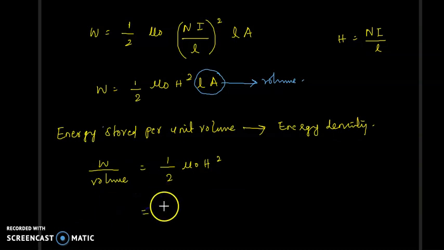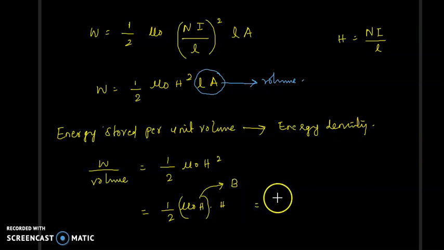We can rearrange this expression as half mu naught H into H. Mu naught H is nothing but the magnetic flux density. So energy density is a function of both magnetic flux density and magnetic field intensity. So the energy density of an inductor when current flows through it is half B H.